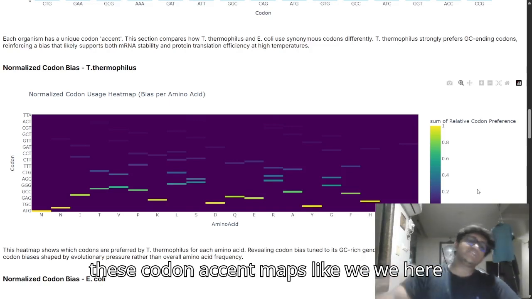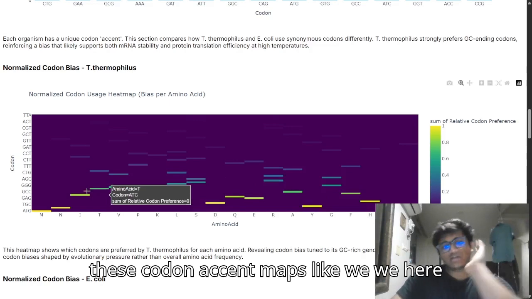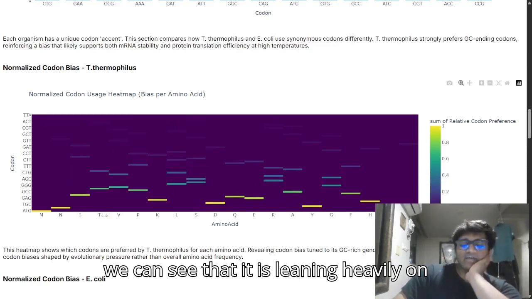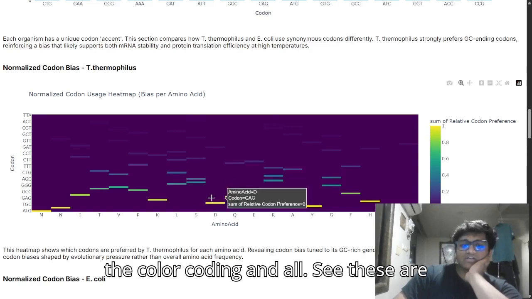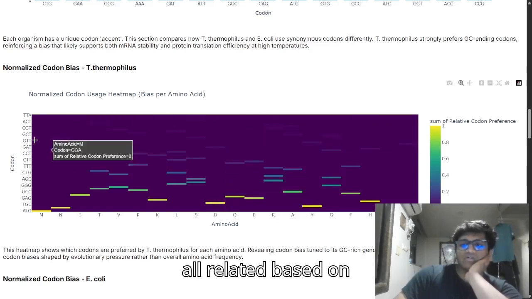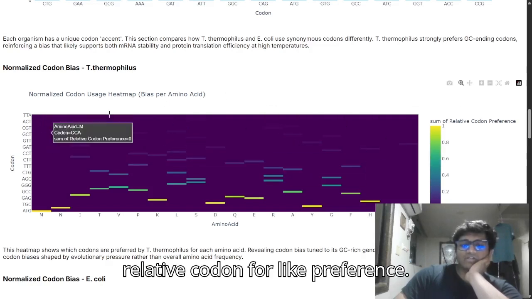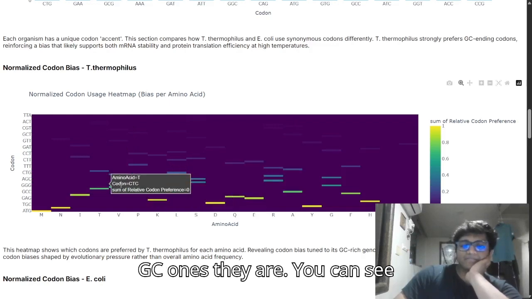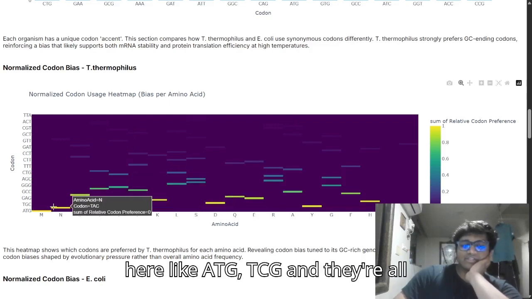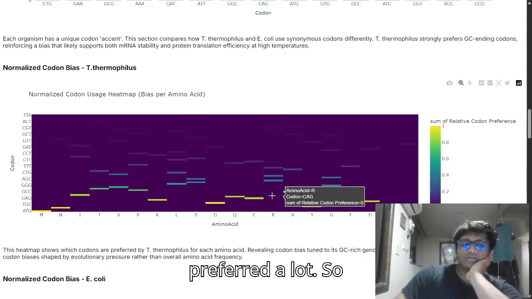So now we have these codon accent maps. Here we can see that it is leaning heavily on GC rich codons. You can see the color coding and all. These are all relative, based on relative codon preference. The others are not really preferred, but the GC ones are. You can see here like ATG, TCG, and they're all preferred a lot.